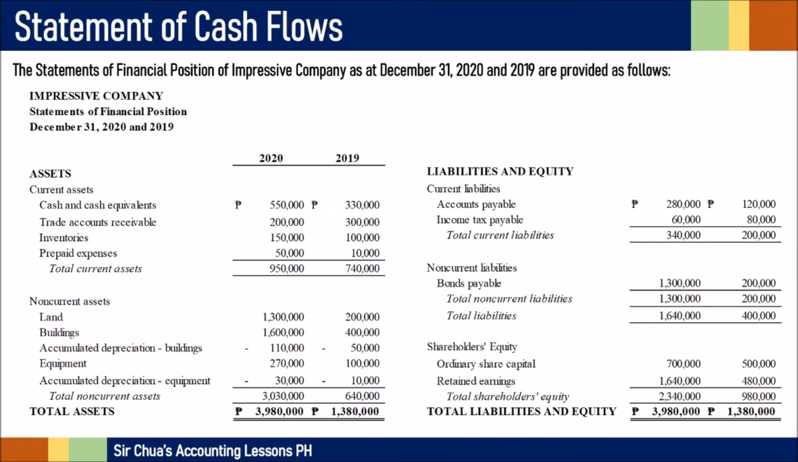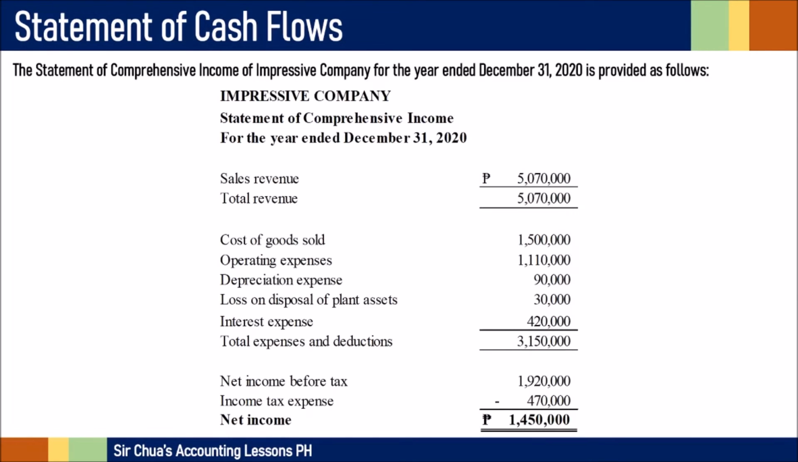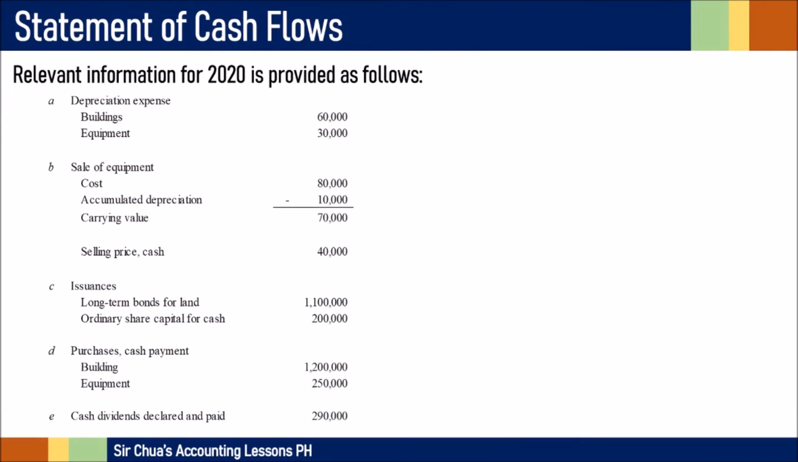Let's start. The statements of financial position of Impressive Company as at December 31, 2020 and 2019 are provided as follows. So you are given a comparative balance sheet, and then also you are given the following. The statement of comprehensive income of Impressive Company for the year ended December 31, 2020 is also given to you here. And then some other information for 2020.